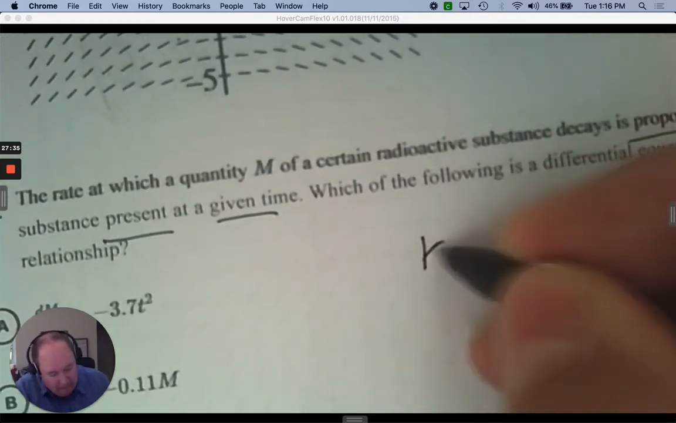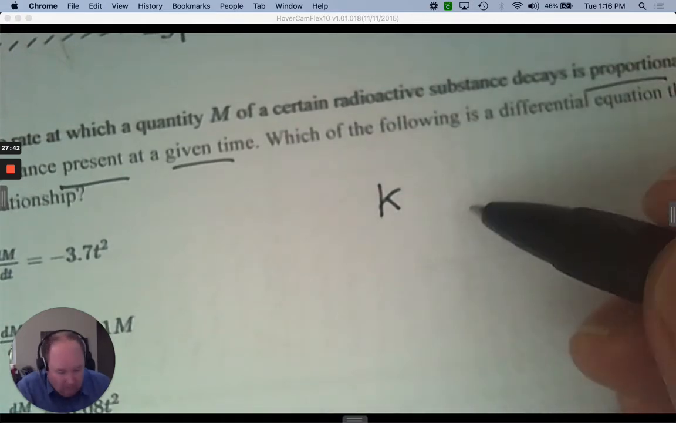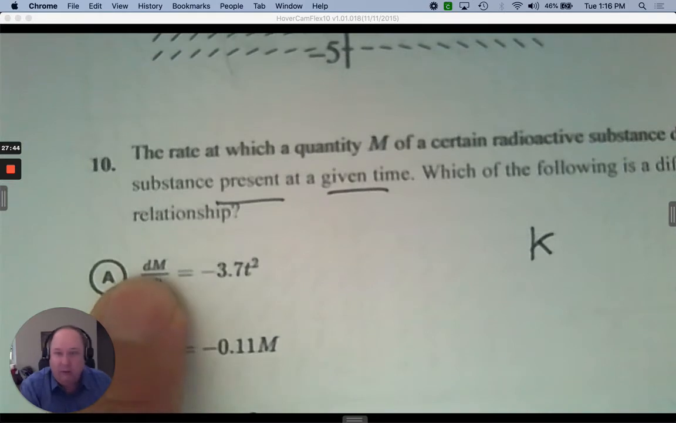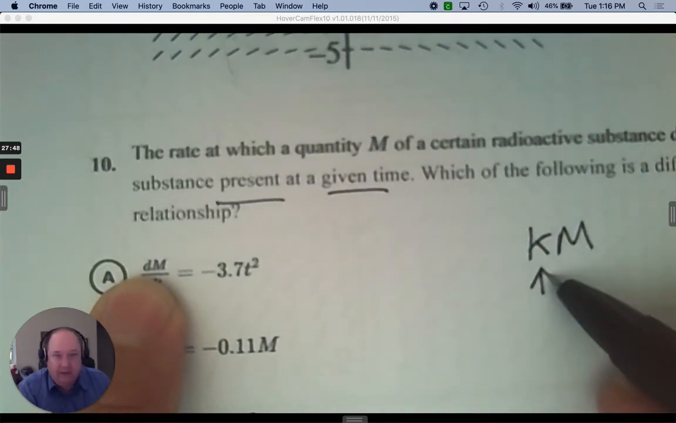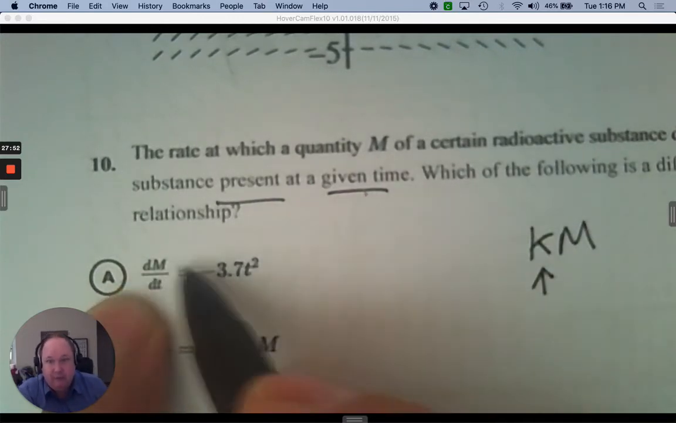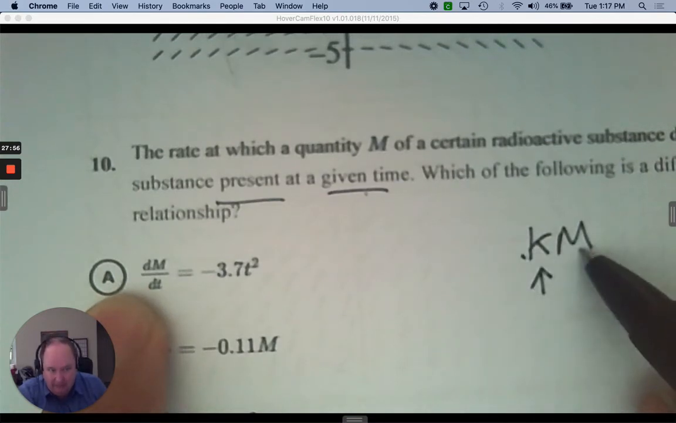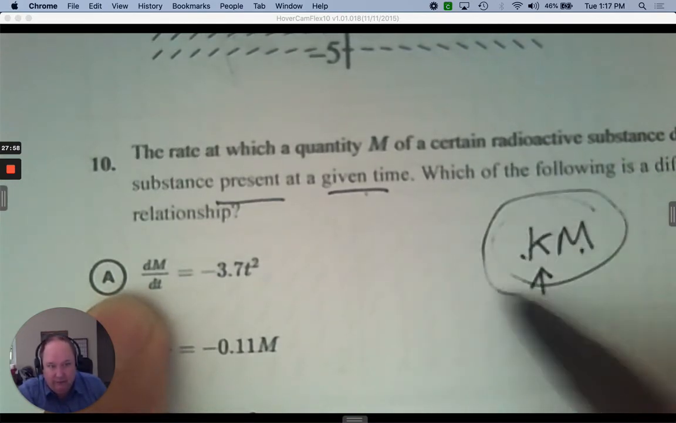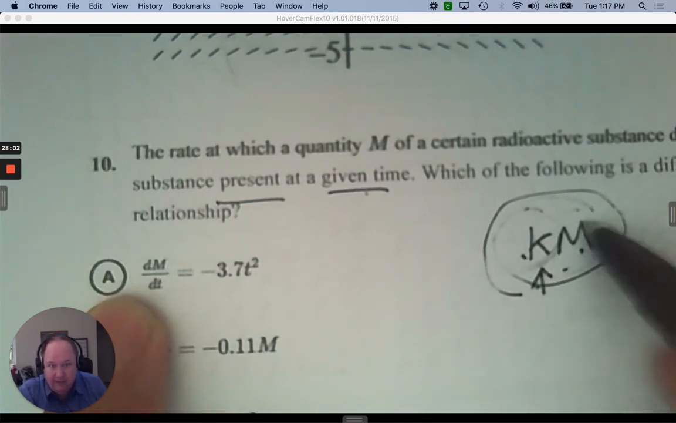So proportional means we take that constant and we multiply it by the amount of substance present. That would be the y coordinate, or in this case, the y coordinate is the m. So if I take the proportional and use the variables that were given, the amount present at a given time is what m is. So if I take the proportion times m, that would be one that would match. So k could be any constant, any number, times m.